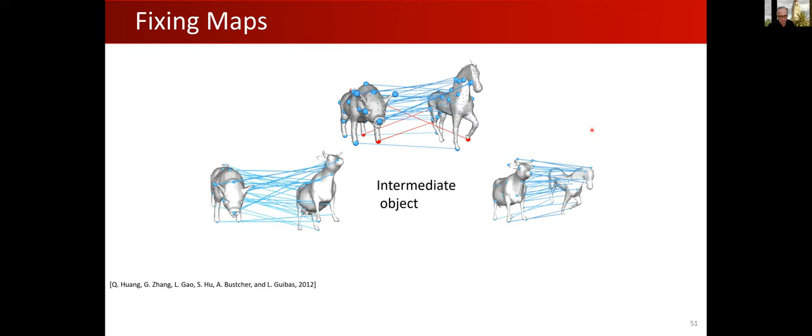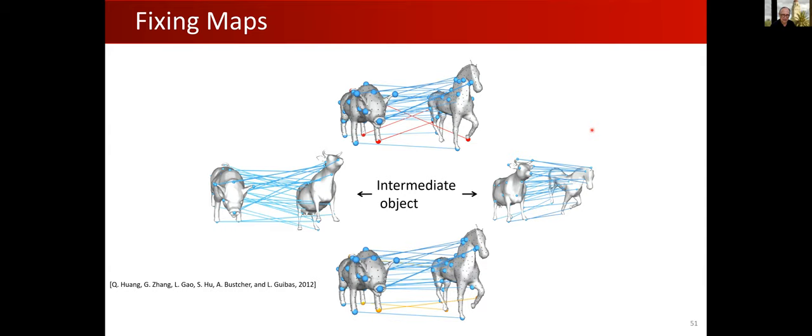On the other hand, if we introduce this other object, the cow, that's somehow between the pig and the horse, and compute maps between these respective pairs, these tend to have fewer errors because they are more similar. So now we can compose them and get another map from the pig to the horse that has fewer errors than the original. Because in general, the mapping problem is easier the more similar the source and target are.